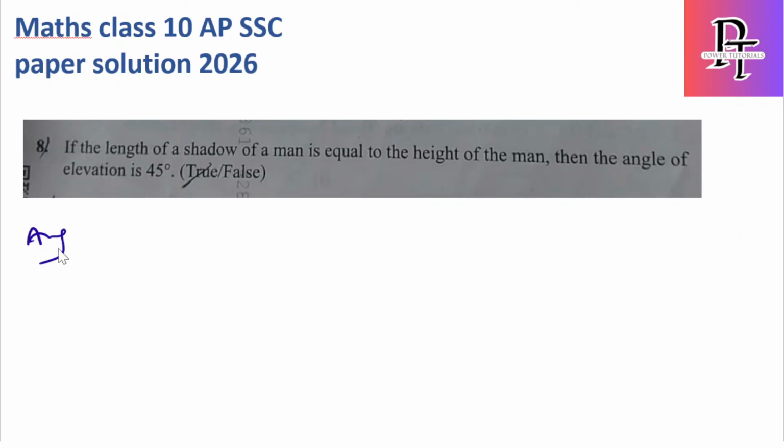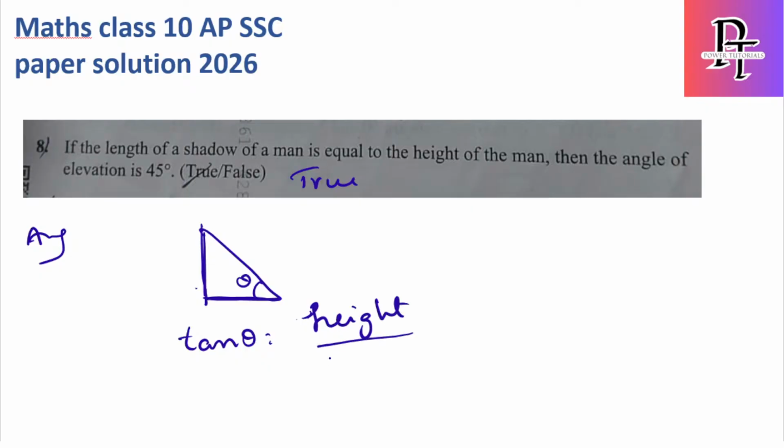If the length of the shadow of a man is equal to the height of the man, then the angle of elevation is 45. Yes, this is true. Why? Because if they say like this, if the height of the man is this one and his shadow is this one, these two are equal. Equal in the sense tan theta, which is height by shadow. So they have mentioned height and shadow are equal. So height by shadow is 1, cancel, both are 1. Tan theta is equal to 1, so theta is equal to 45 degrees.